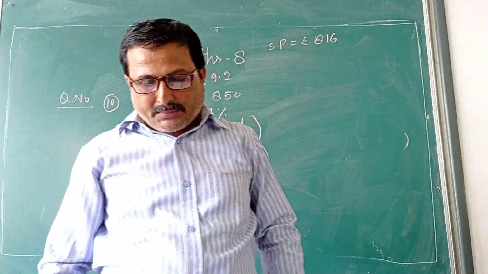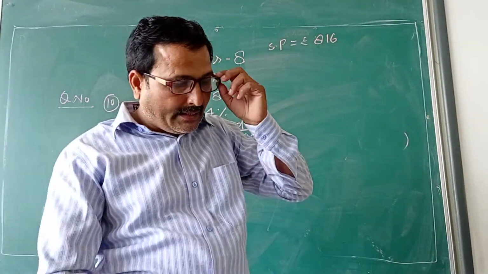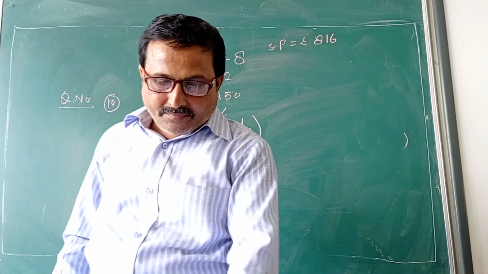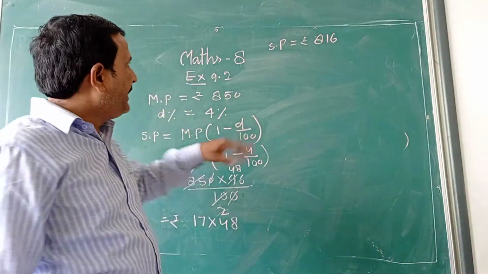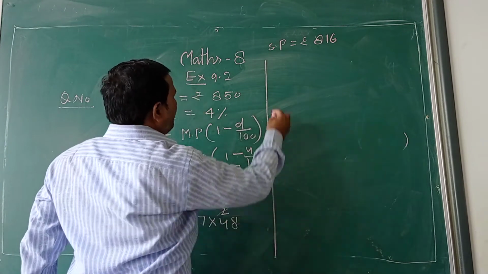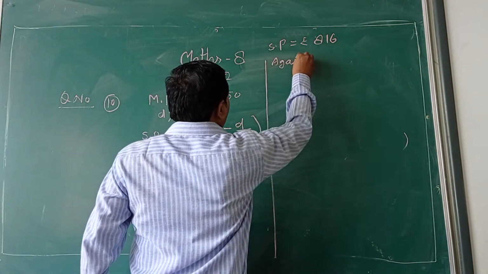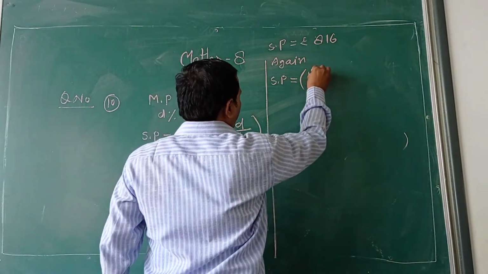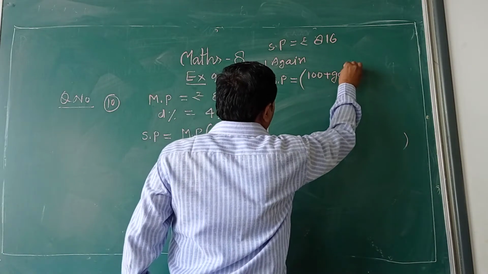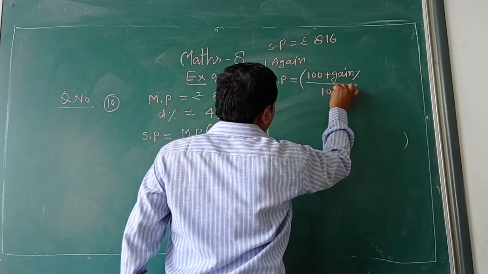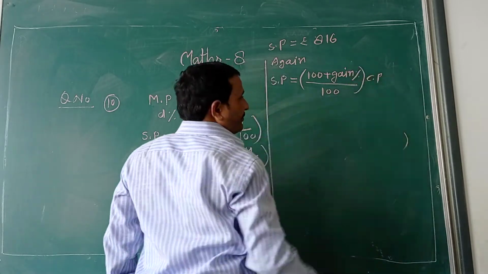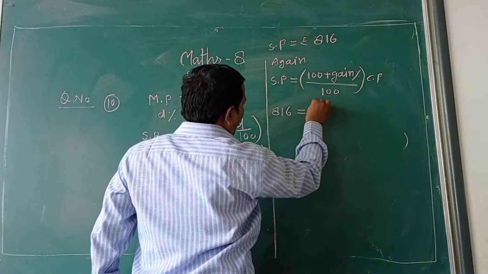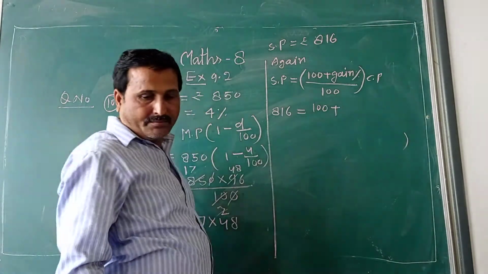What is the cost price of the shirt? He earned a profit of 20%. Profit 20%. See that? Again the same formula for CP. Again SP is equal to 100 plus gain percent upon 100 into CP. SP you have calculated, 816 rupees. 100 plus gain, gain is given 20%.